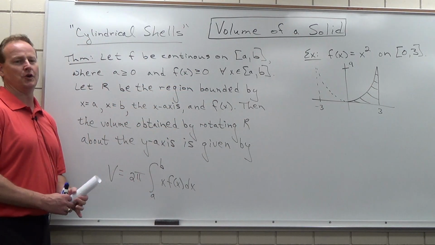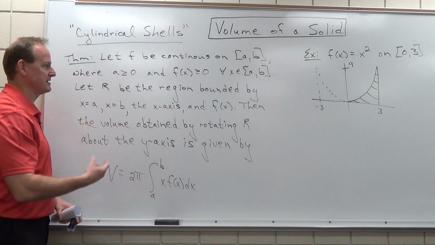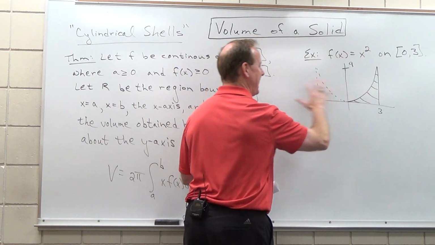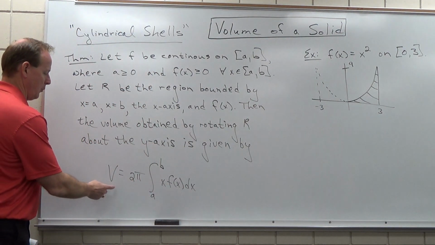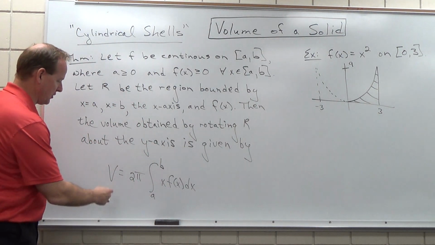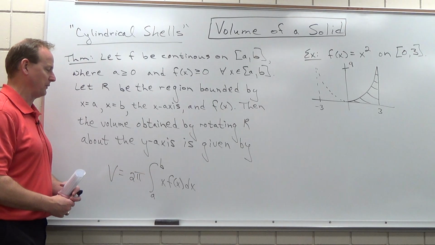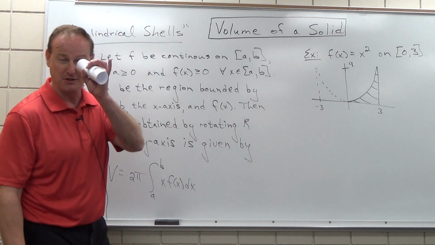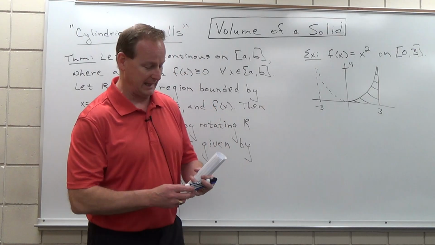Then the volume we're going to obtain by rotating R about the y-axis. So basically we're taking that plane region and rotating it about the y-axis and making a volume. We're going to be able to measure that volume, and it's going to be exactly equal to 2 pi times the definite integral from a to b of x times f of x with respect to x. And I'm going to use my little cylindrical scope here to show you why that's the case.